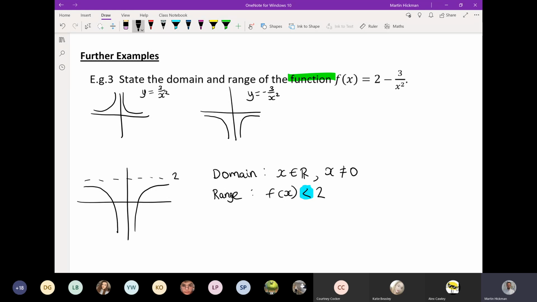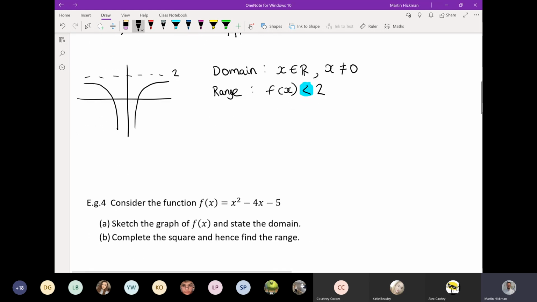If you've got any questions, pop them in the chat. If not, we will move on to example 4.